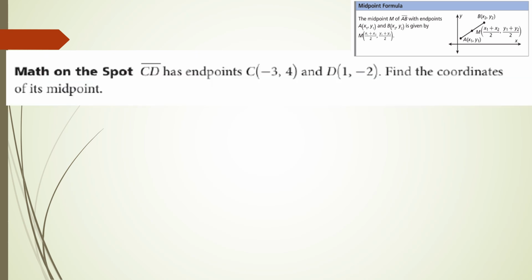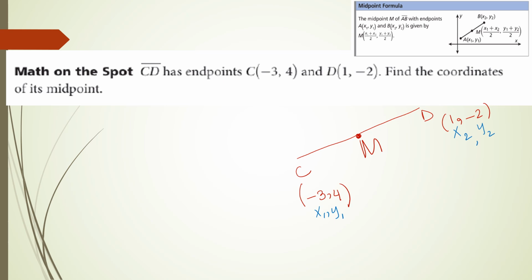CD has the end points. That is, there is a line C and D. The coordinates of C are negative 3 and 4, and the coordinates of D are 1 and negative 2. Find the coordinates of the midpoint. Okay, so name the first coordinate as x1 and y1 and name the second coordinate as x2, y2. You can flip it, like here D coordinate could be x1, y1 and C coordinates could be x2, y2. But never write like x1, x2 or y1, y2. Never. This way is wrong.